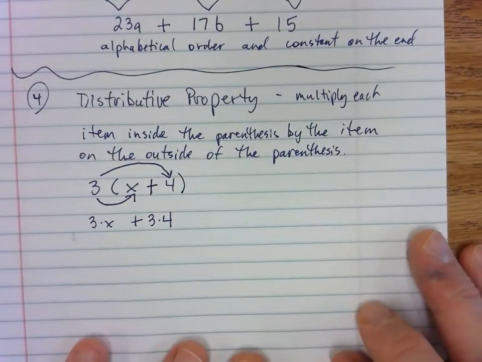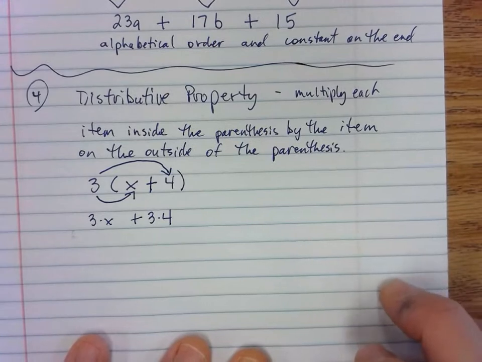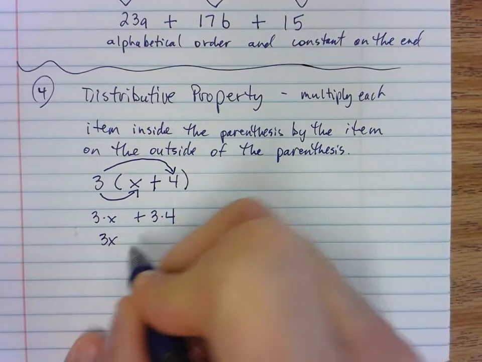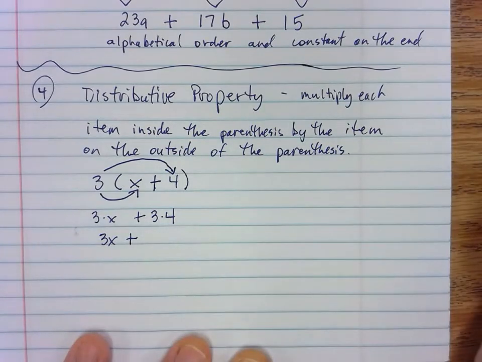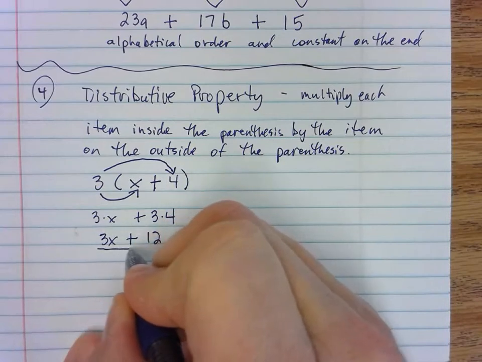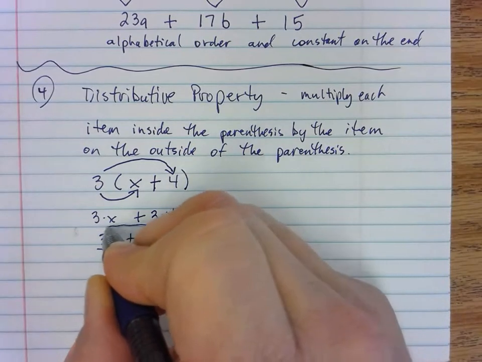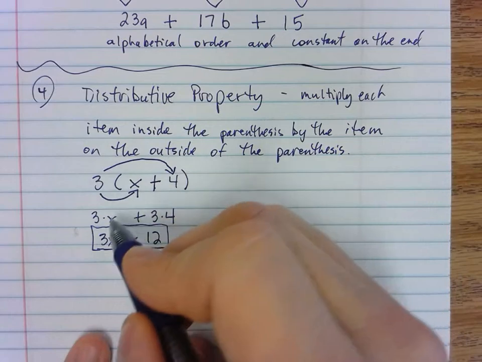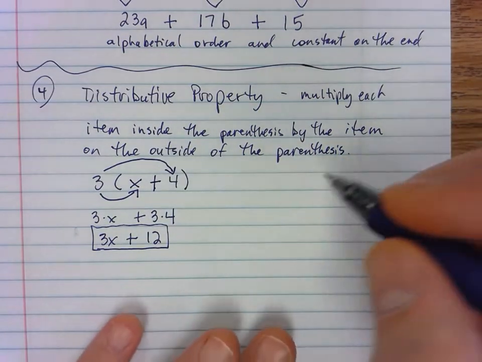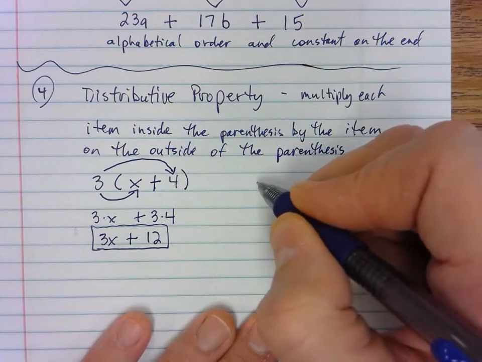So how much is 3 times x, everybody? And y'all already know that. That would be 3x. And how much is 3 times 4? And y'all know 3 times 4 is 12. So that would be how you would simplify that using the distributive property. 3 times x is 3x. 3 times 4 is 12. All right, let's do another one just for practice, and then we'll make it a little bit harder, okay?